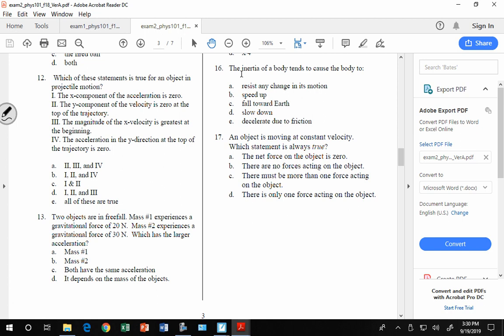True, right? No. Oh, the velocity. Yeah, the velocity is 0. So we just had 1 and 2, right? So C. Yeah, just 1 and 2.